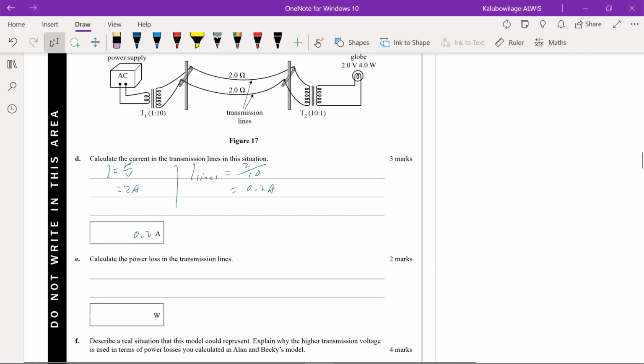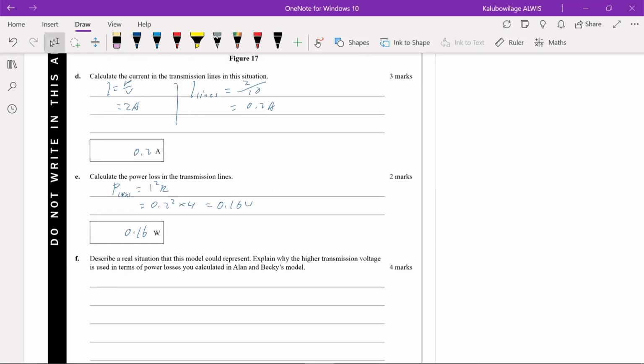The power loss, which is P equals I squared R, or 0.2 squared times 4, is 0.16 watts. Describe a real situation this model could represent.